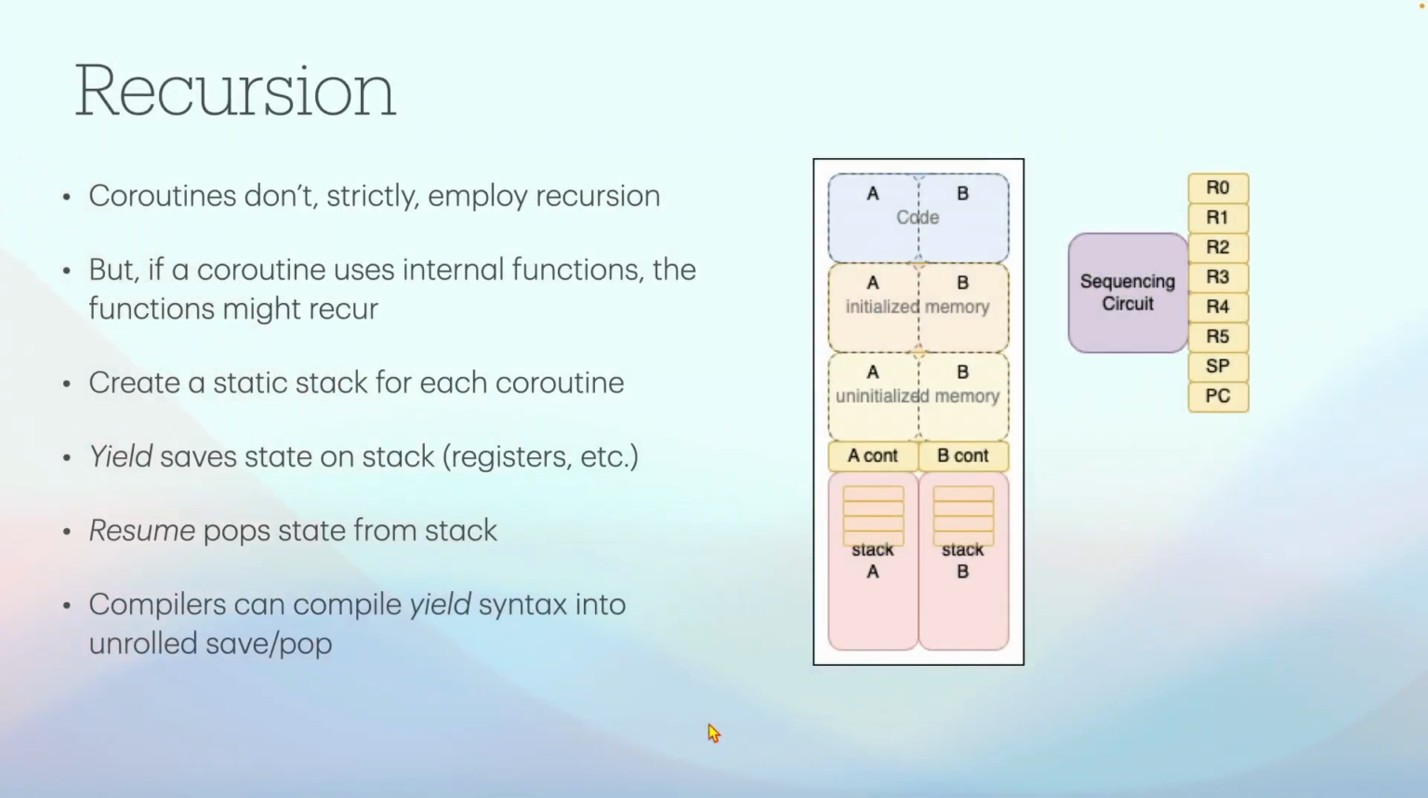Recursion. Coroutines don't strictly employ recursion, but if a coroutine uses internal functions, the functions might recur. We create a static stack for each coroutine. Yield saves state on the stack, pushes the registers, etc. Resume pops the state from the stack. Compilers can compile yield syntax into unrolled save pop sequences.